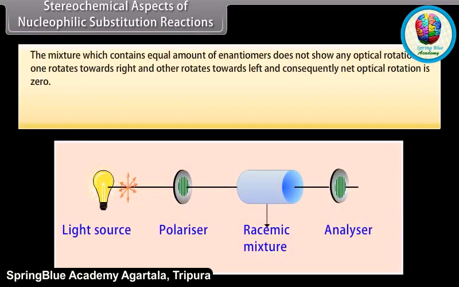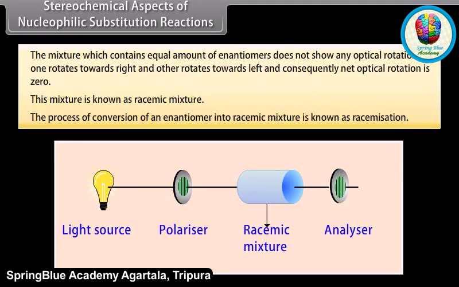The mixture which contains equal amount of enantiomers does not show any optical rotation. As one rotates towards right and other rotates towards left, and consequently the net optical rotation is zero. This mixture is known as racemic mixture. The process of conversion of an enantiomer into racemic mixture is known as racemization.